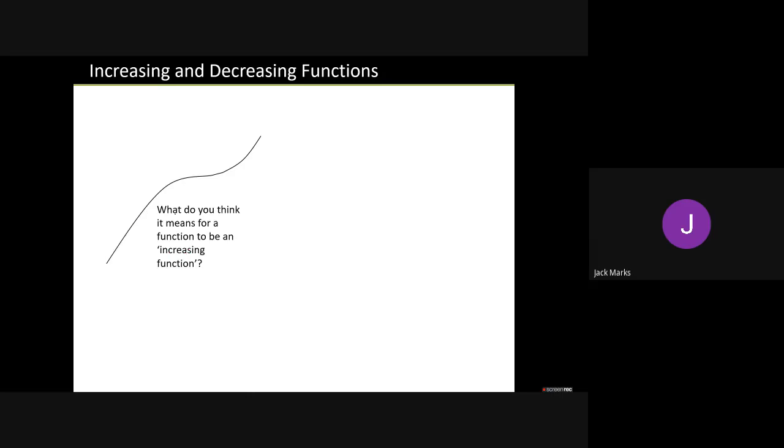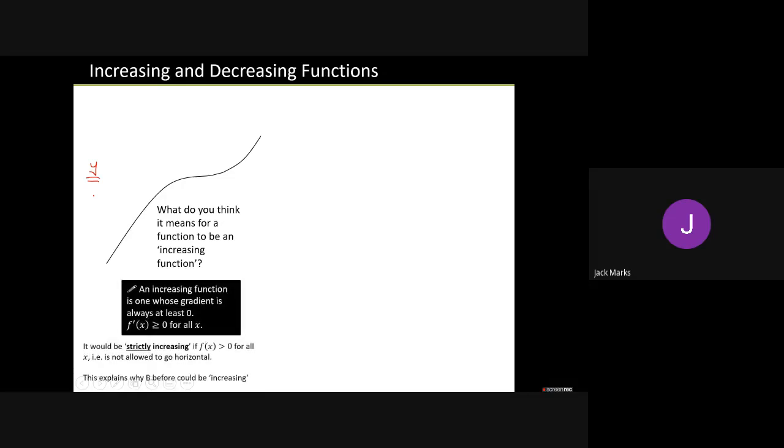So what do you think it means if I said that that is an increasing function? Think about what happens to the y value. Well, the y value always goes up. In other words, at any point here, the gradient is positive, or at the very worst, it might be zero. There's no negative gradient, which explains why it's always going up. So this is an increasing function.